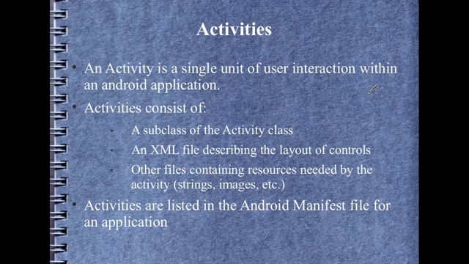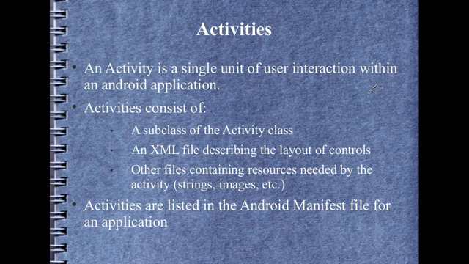Activities are made up of several parts. They will first have a subclass of the activity class, or I should say one of its subclasses. There's some subclasses such as list activity and so forth. But basically it is a subclass of the activity class. It can also consist of an XML file describing the layout of the controls. Now, in the context of model view controller, we can think of the activity class as the controller of a view, and the XML file as the view itself.